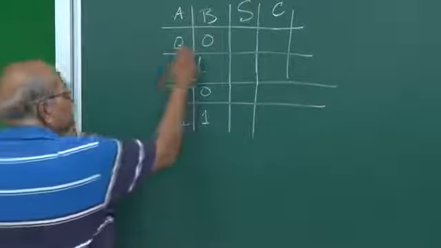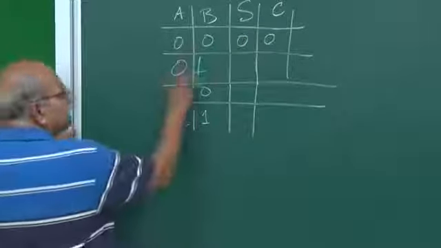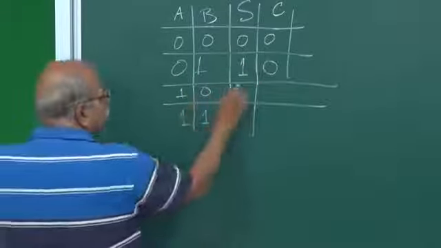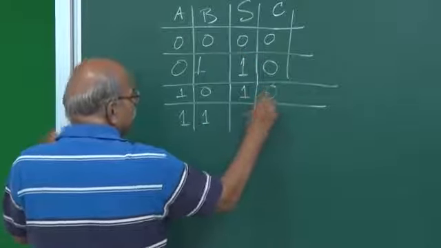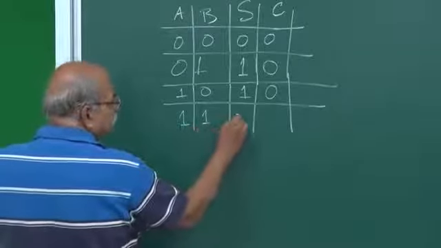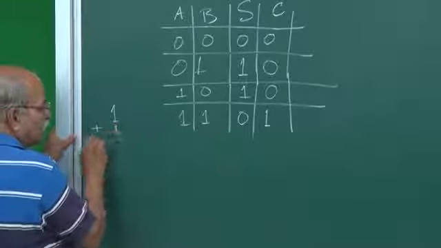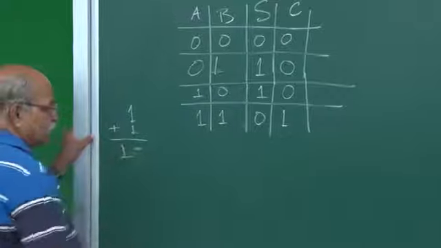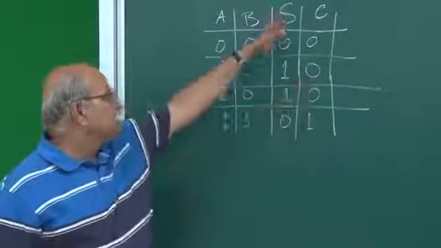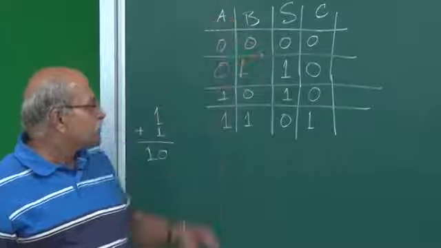Okay. So, 0 plus 0 will be 0, sum will be 0, carry will be 0. 0 plus 1, the sum will be 1, but no carry. 1 plus 0 is also sum 1 and no carry, and here 1 plus 1, the sum is 0 and carry is 1, because when you add 1 and 1 you get the next number which is 10. So, the sum is this and this is the carry, and otherwise the carry is 0. So, this is the truth table.